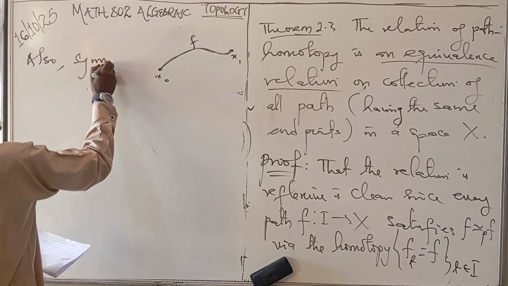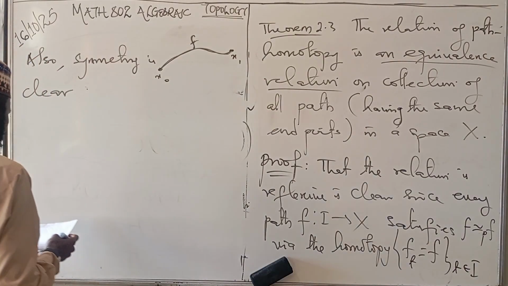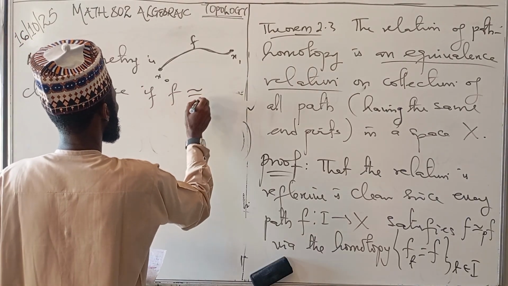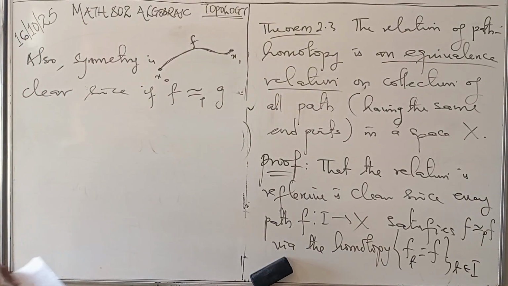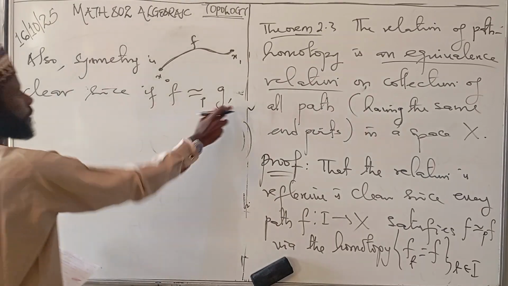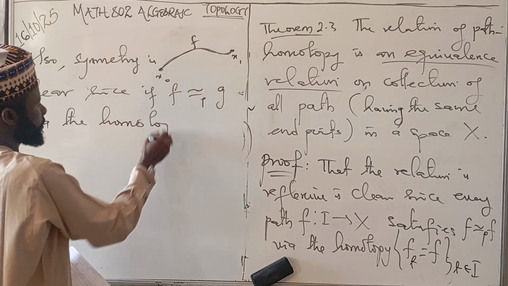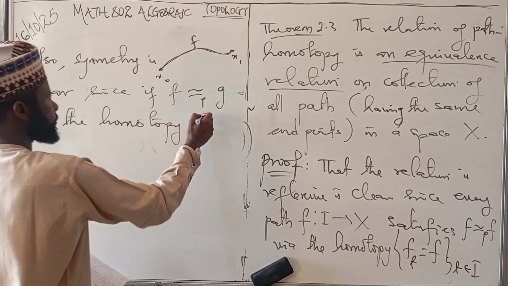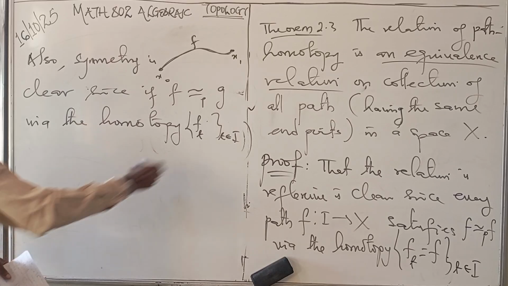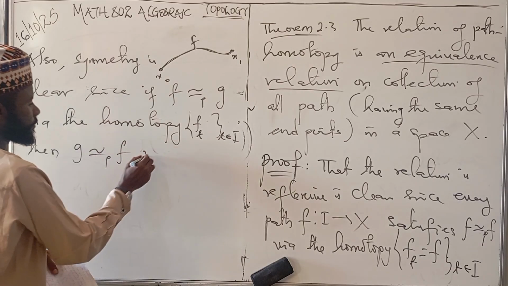Also, symmetry is clear since if F is path homotopic to G as paths, then, so if we assume this path homotopy is happening via the homotopy Ft, then G will be path homotopic to F via which homotopy?